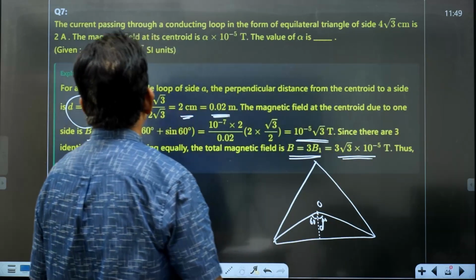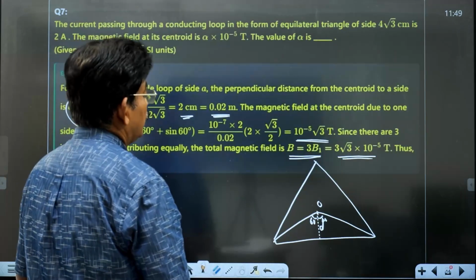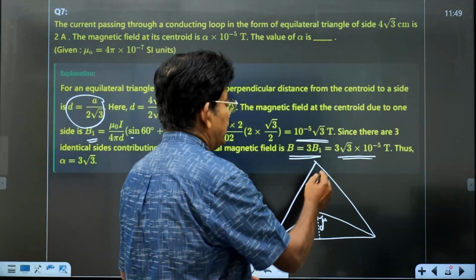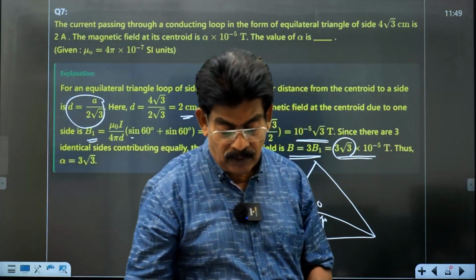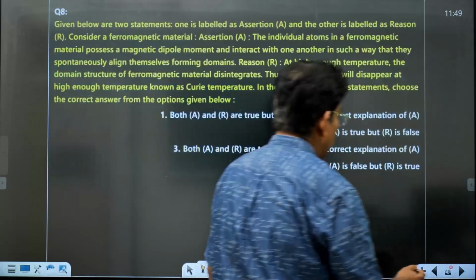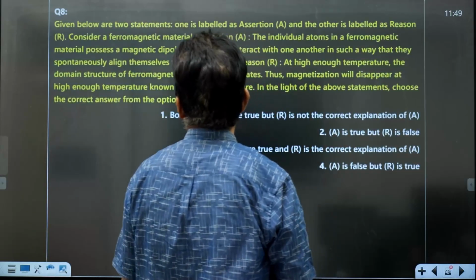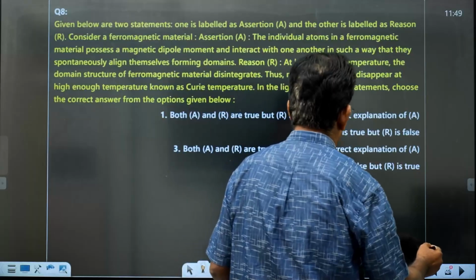The question is alpha into 10 to the power of minus 5, so 3 root 3 comes in place of alpha. Your answer is the second option. Okay, we go to the next question regarding the 2 statements. First statement, you can go to the explanation.